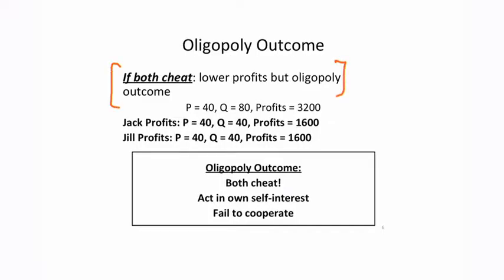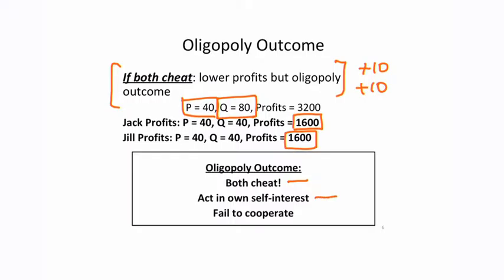Because what happens if they both produce more? Jack produces an extra 10 gallons and Jill produces an extra 10 gallons. That tells us that the total quantity of water entering into the market is going to be 80 gallons. The price then falls to $40. So for Jack, his profits will be $1,600, and Jill's profits will also be $1,600. The oligopoly outcome tells us that they both cheat because they're both acting in their own self-interest.